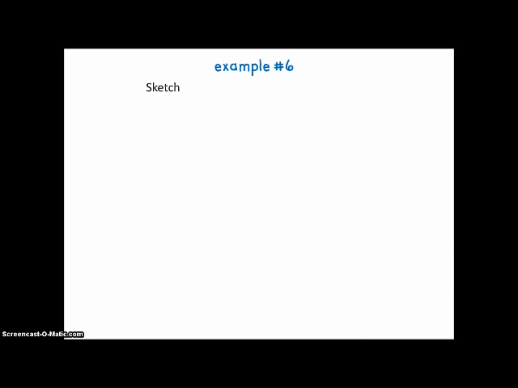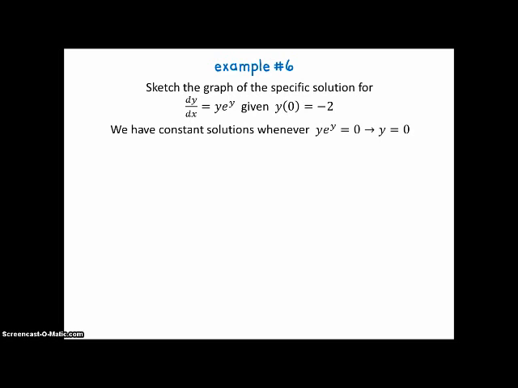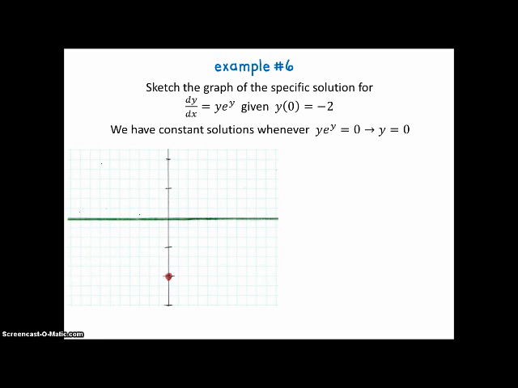Example 6. Sketch the graph of the specific solution for dy/dx equals y e to the y, given that y of 0 is negative 2. Okay, so we're going to have constant solutions whenever y e to the y equals 0, and that's only going to occur for y equals 0. And so there I have that constant solution in green along the x-axis, and a point at (0, -2) for this specific solution that we're working on.